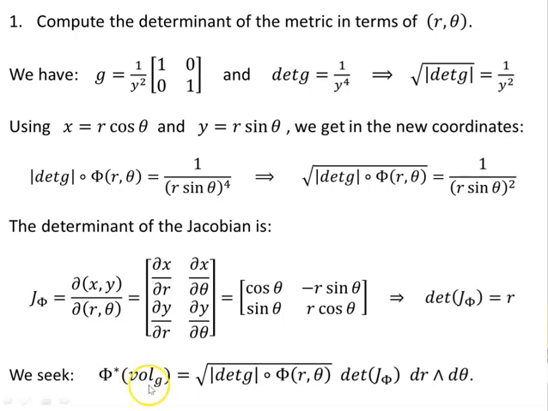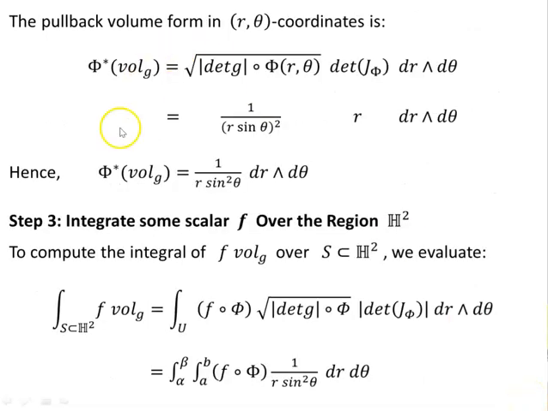We seek the pullback of the volume form under the map phi. So we get the square root of the absolute value of the determinant of G composed with phi of r, theta, times the determinant of the Jacobian under this map phi, dr wedge d theta, in our new coordinates on U. All right, so the pullback volume form in r, theta coordinates is this object here. Okay, well, we found this object, so that's that. This object is this one, and here's our new wedge product of our new basis one-forms on the set U. So hence the pullback is this object here.